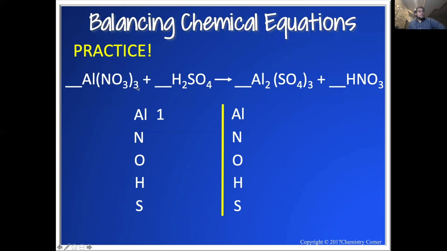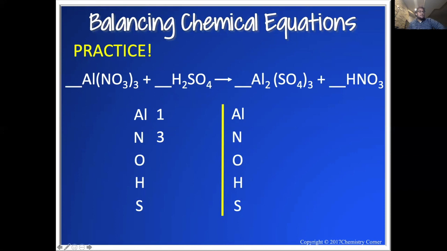So for nitrogens, I've got 3 times 1 gives me 3 nitrogens in here. Okay, and then for oxygens, the same deal, right? I've got 3 times 3. I've got 9 oxygens here. But hold on a second. I also have oxygens hanging out here in this molecule, right?